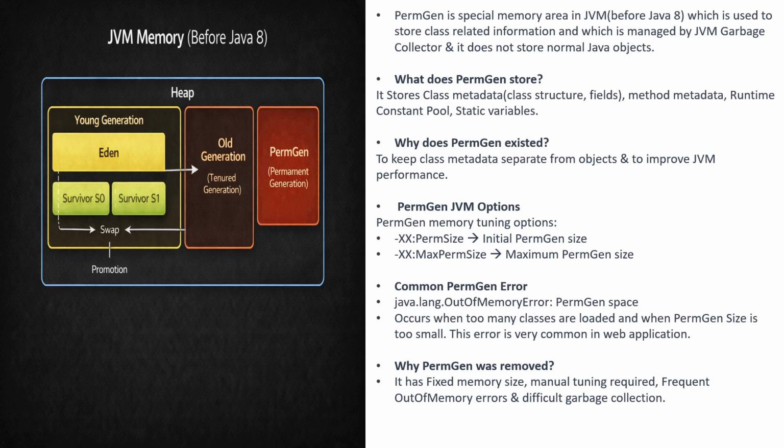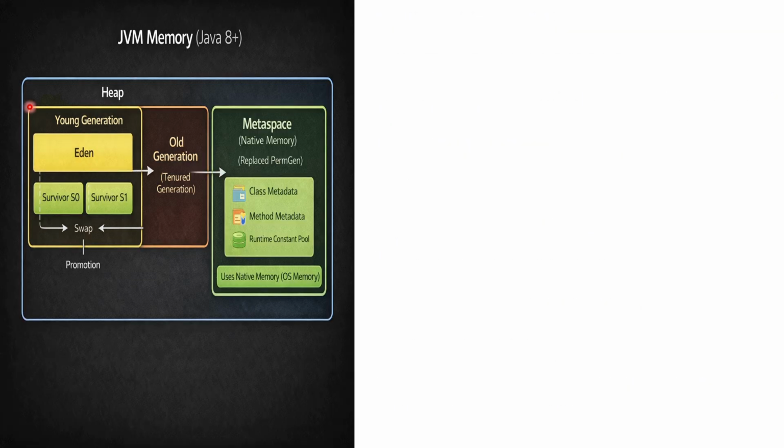Now let's see why perm generation was removed. The reasons are it has a fixed memory size, manual tuning is required, frequent out of memory errors, and difficult garbage collection. So now we have completed the heap area, which consists of young generation and old generation. PermGen also we have completed, and now let's move to the metaspace area.